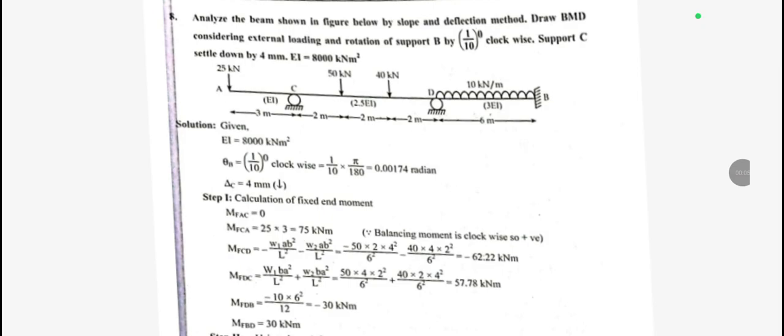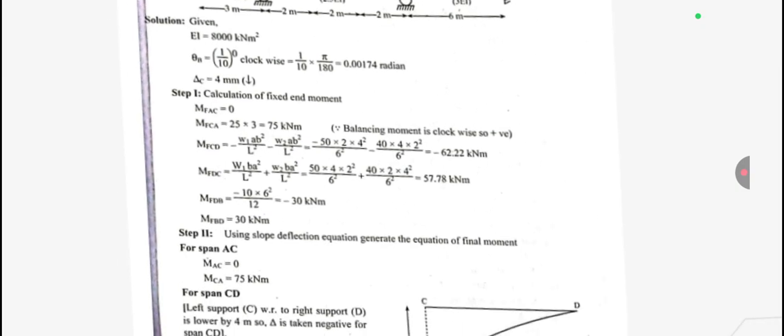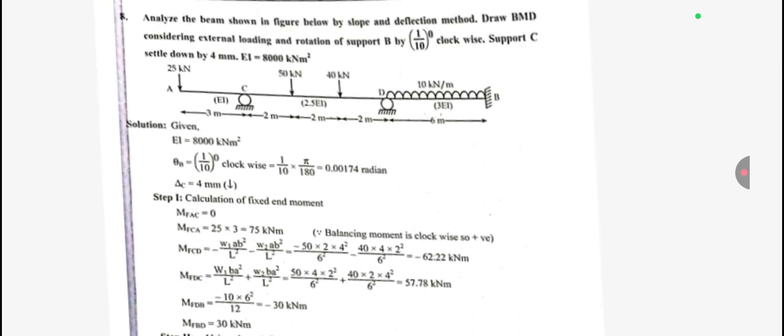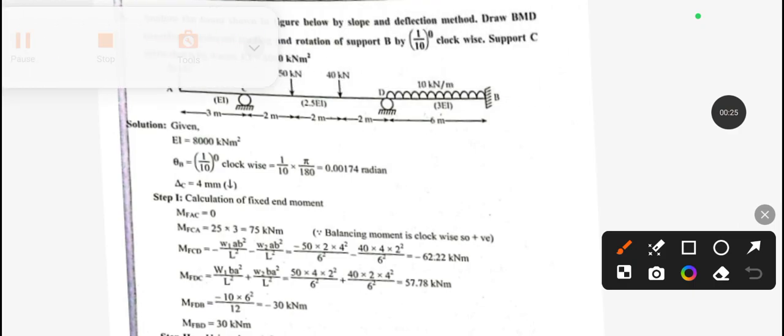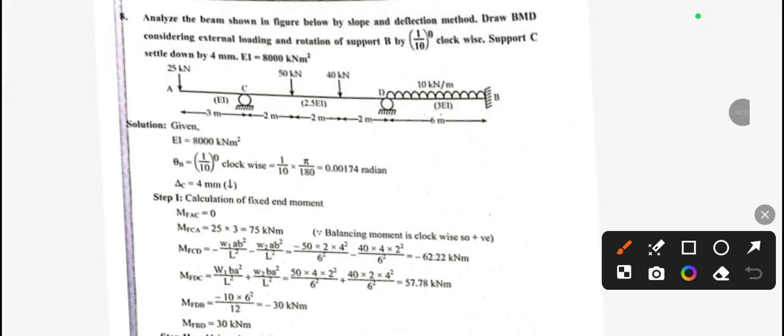We have an important numerical on the slope deflection method. In this question we will solve using the slope deflection method in three different steps. The first step will be the calculation of fixed moments, the second step will be the slope deflection equations, and in the third step we're going to solve all these equations by the equilibrium condition. So first, let's move to the solution.